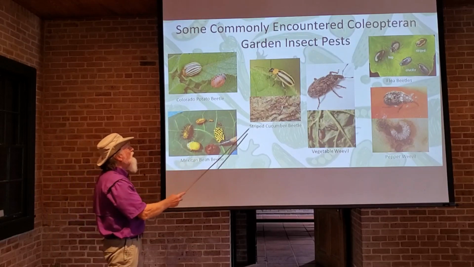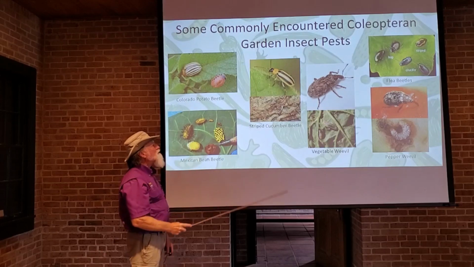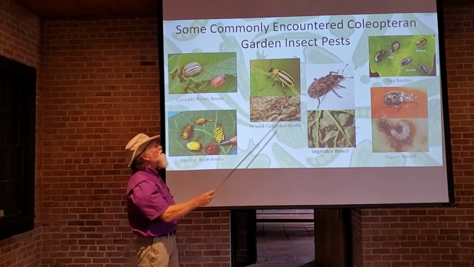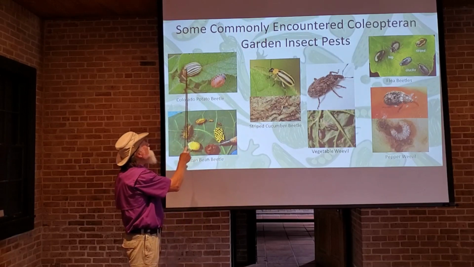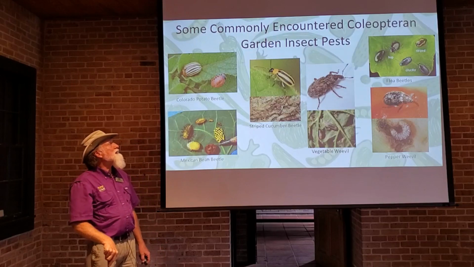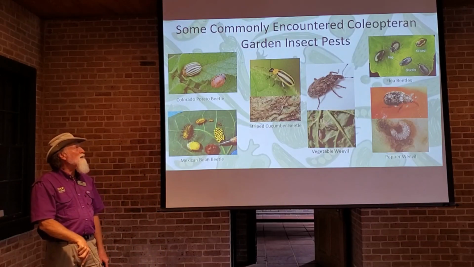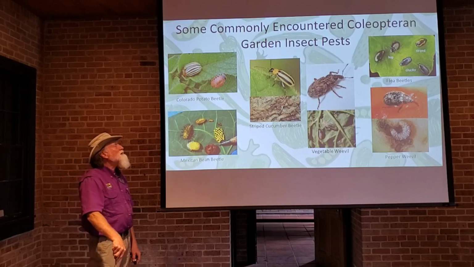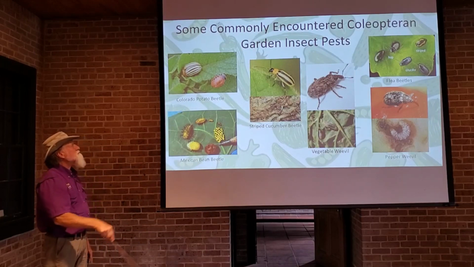As you can see, Coleoptera have the hard outer first pair of wings, and they form this straight line down the back of the insect where they meet. And these hard first pair of wings, the elytra, cover the second pair of wings underneath, the membranous pair, which is often the ones used for flying. Here's a Colorado potato beetle.